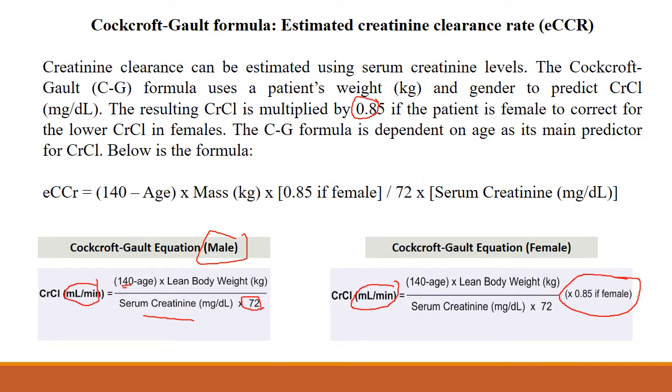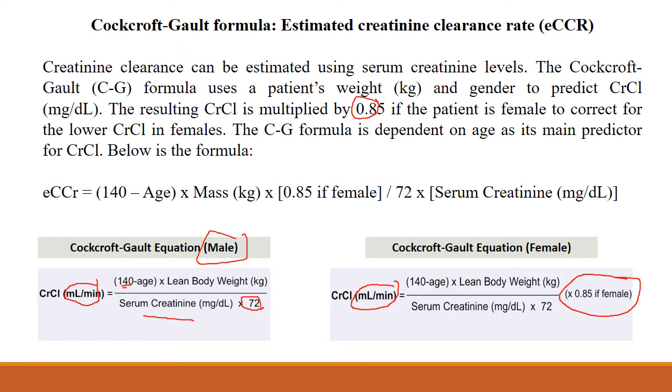So to measure our creatinine clearance, we have this formula, the Cockcroft-Gault formula, estimated creatinine clearance rate. This is a measure of your estimated creatinine clearance rate. So Cockcroft and Gault is usually used to measure the creatinine clearance. It is also important in the board exam. So that's why you have to memorize the formulas.